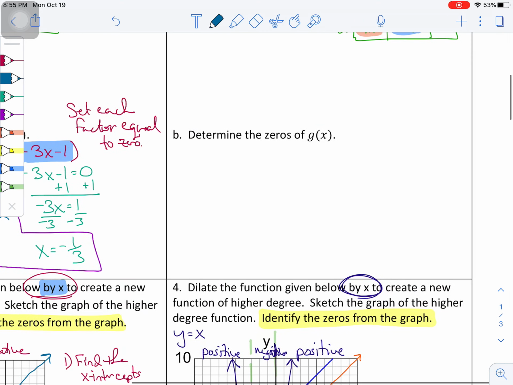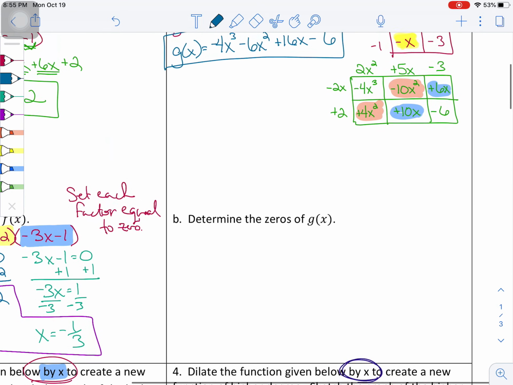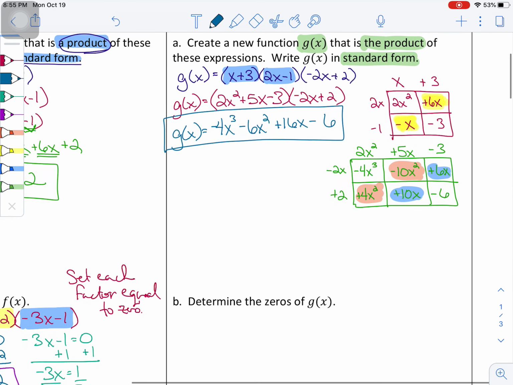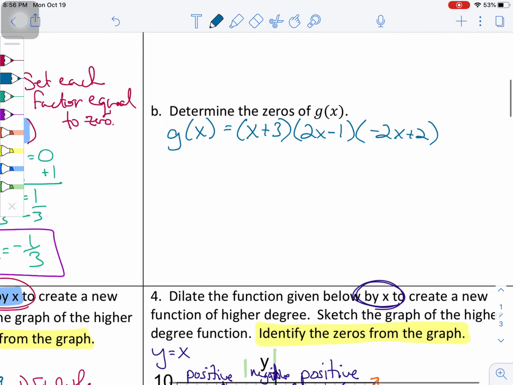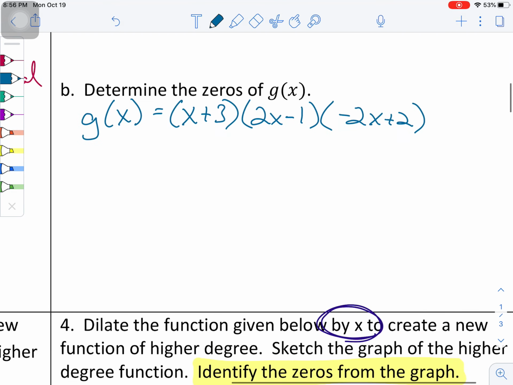So I'm going to slide over to number 2, and I want to determine the zeros of g of x. Again, this function that I boxed up in the last video, this g of x is great. It is in standard form, and that's what we were asked for. But to find the zeros, I'm going back to this original piece where I just wrote each of the factors as a multiplication problem. So g of x is equal to, the first factor is x plus 3. I have 2x minus 1, and then I have negative 2x plus 2. So I no longer care about that top part. I just want to look at this piece.